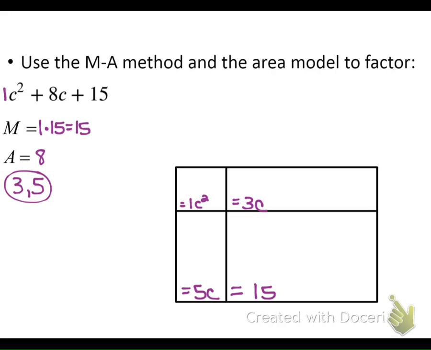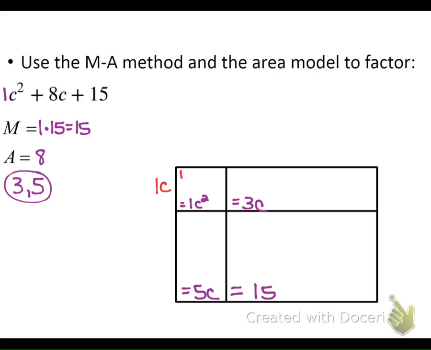All right. So now I have my area of each rectangle. So now we're getting ready to start step 4. Step 4 says, find the greatest common factor of your top row. What's the greatest common factor of 1c squared and 3c? So what numbers do 1 and 3 share? 1. What variable do they share? So that becomes the height. Good, that's the height of my top row.